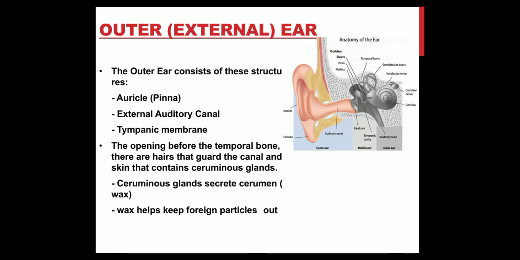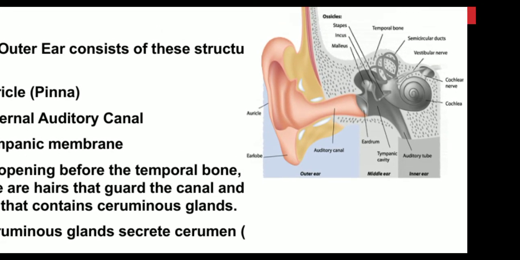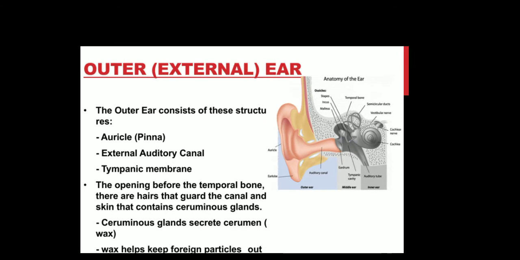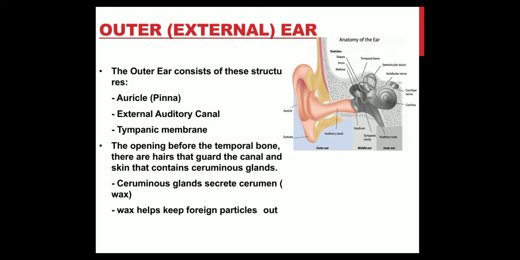Now let's see a zoomed diagram. Here you can see this is the pinna, also called the auricle, and this canal is called the auditory canal. In the skin there are ceruminous glands which secrete the earwax, cerumen. And the terminating part is the eardrum, the tympanic membrane. So this was all about the external ear.